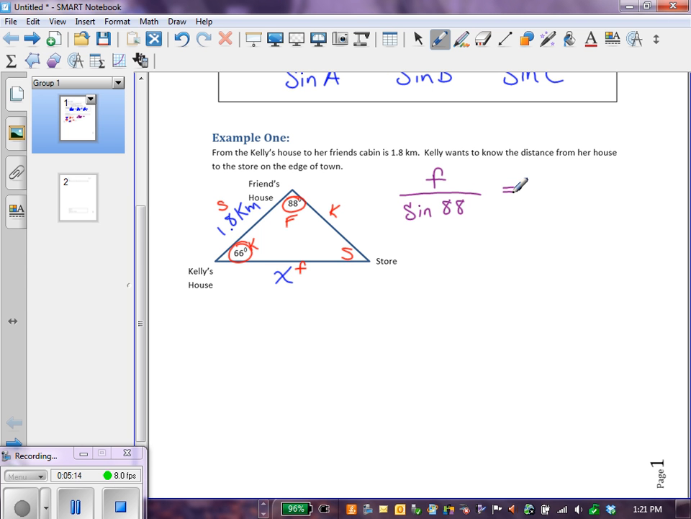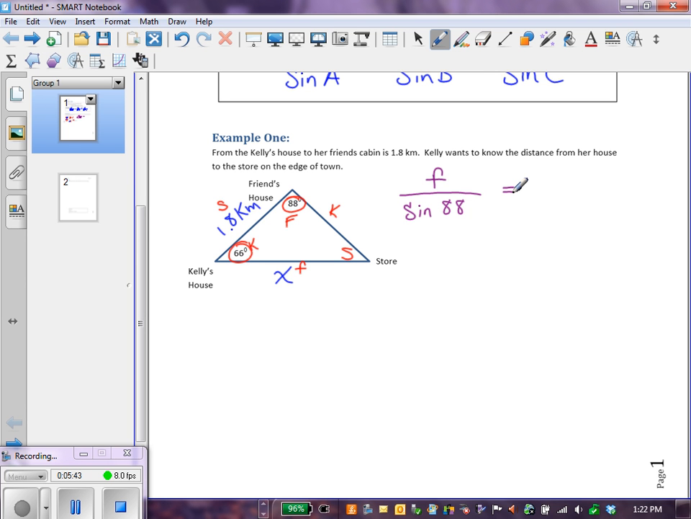Now I've got to look, what's the other ratio that we're going to use here? Sine K and 66. Okay, here's the problem though. If I use side K, I don't know the length of side K, so I'm going to end up with something with two variables in it, and then we can't solve it. So we're going to use this side, but I don't know this angle.